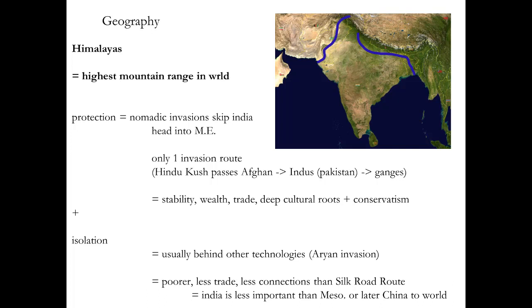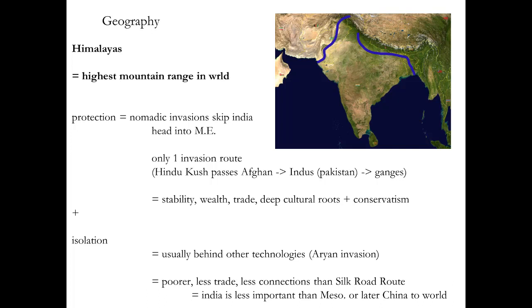So the second part of geography is the Himalayas, the highest mountain range in the world. They're the tallest mountains in the world. You can see them from space pretty easily. What does the tallest mountain range on Earth mean? It means it protects you against nomadic invasions. Nomads in Central Asia, which is right to the north, are going to skip India and head into the Middle East. Or hang a right and go into Russia. That's what the Mongols will do. Well, the Mongols will actually do both.